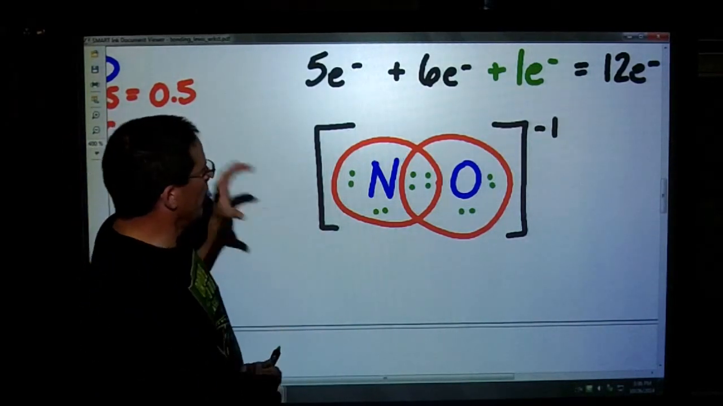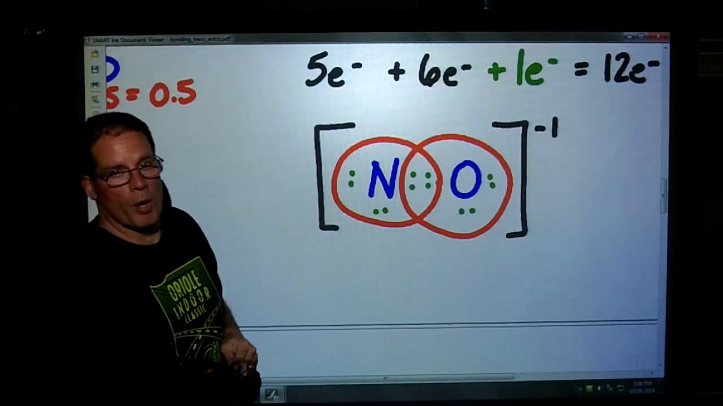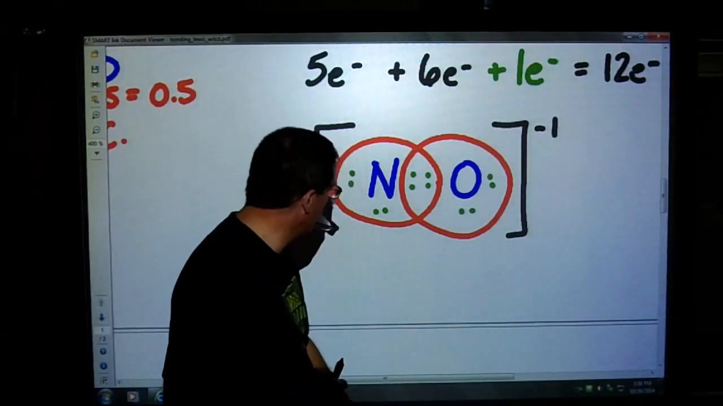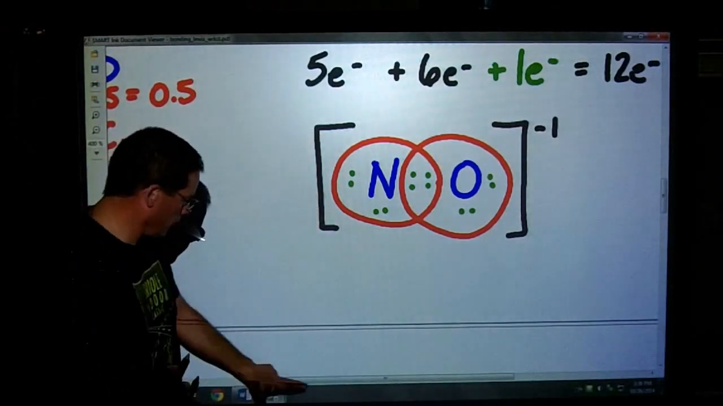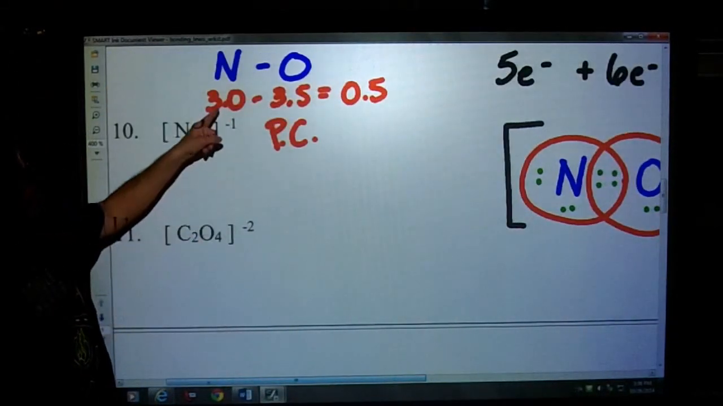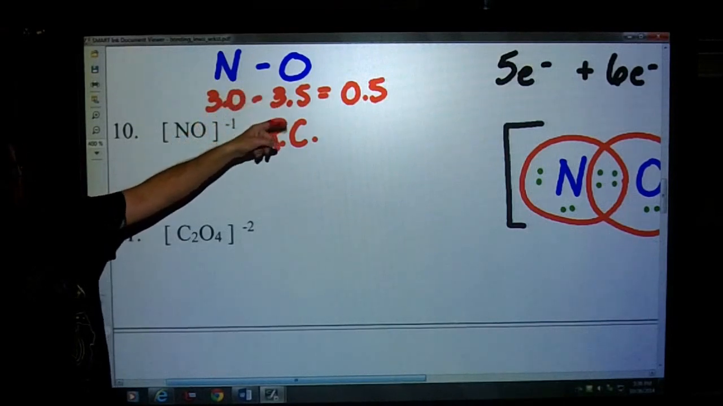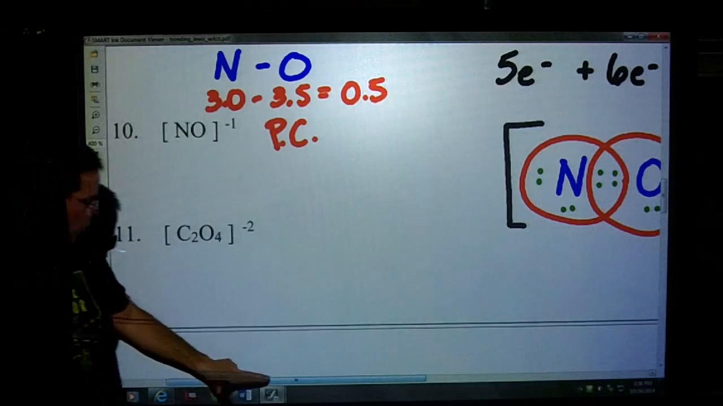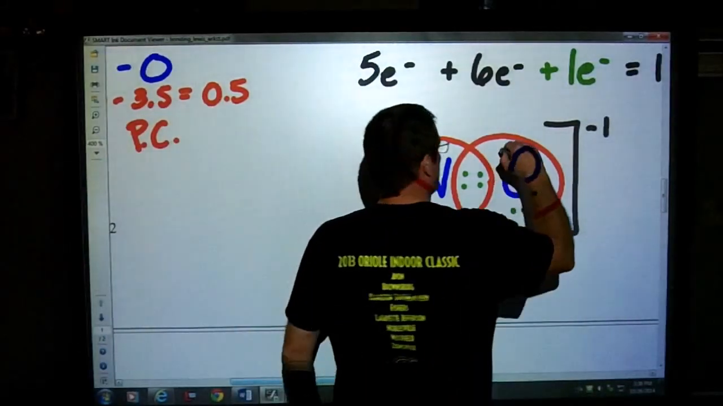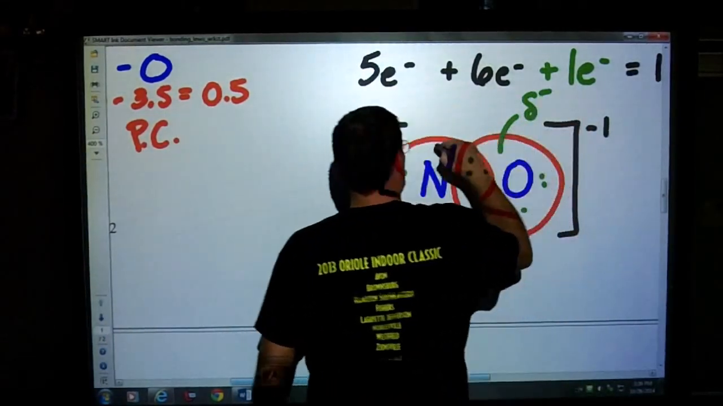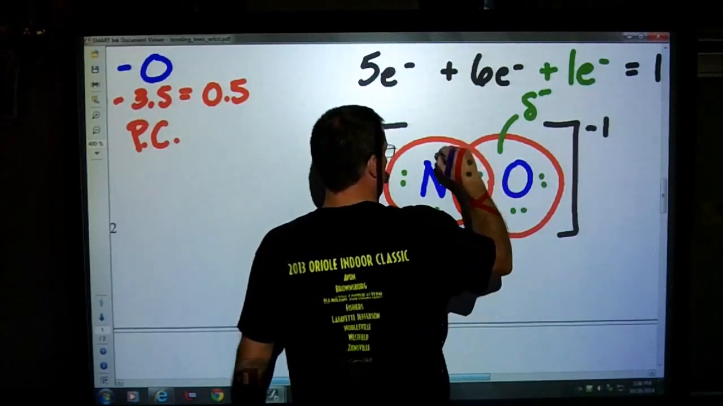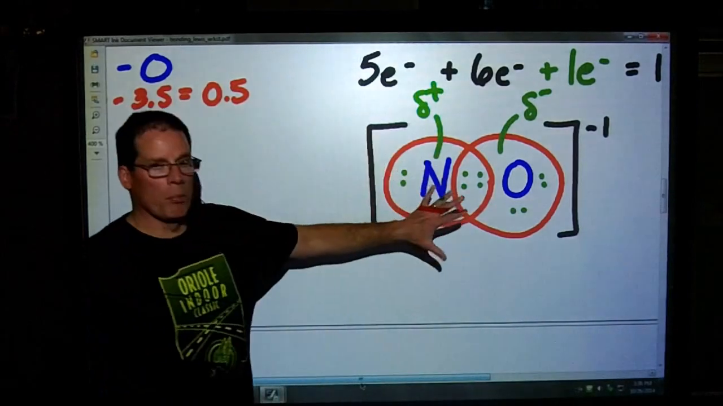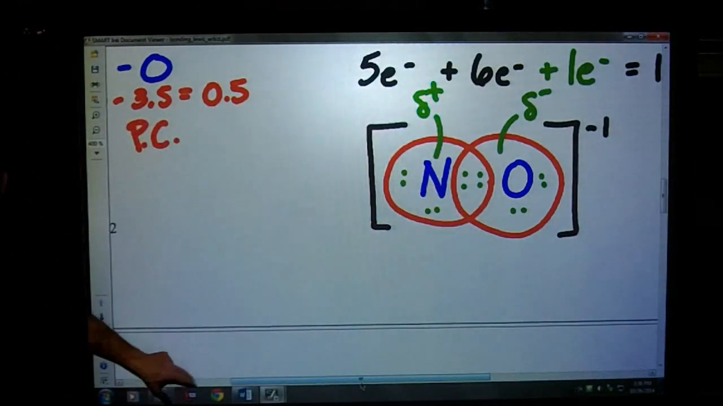So when we look at this, this is our correct Lewis structure. But are we finished yet? Not yet. Hang on there. So we have to give our partial charges. And since nitrogen's 3.0, oxygen's 3.5, the one with the higher electronegative value is more negative. So the oxygen's partial negative and the nitrogen's partial positive. So there's our complete Lewis dot structure.